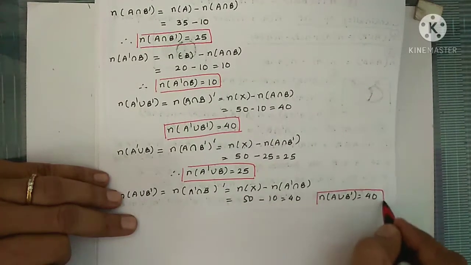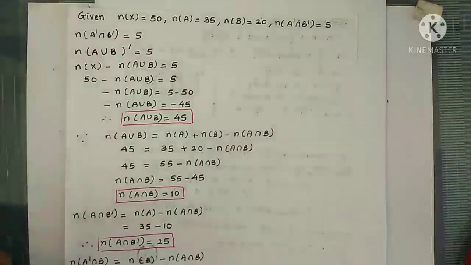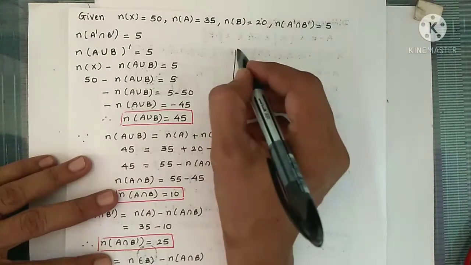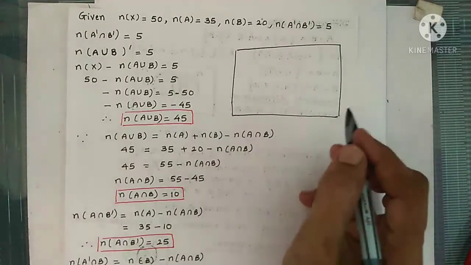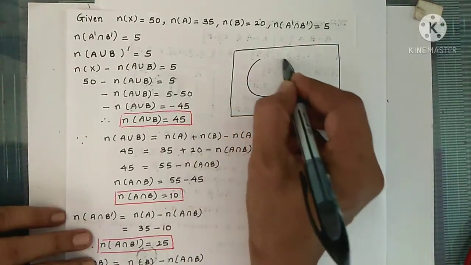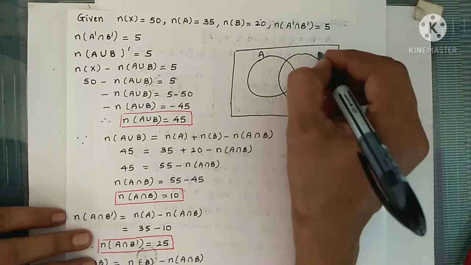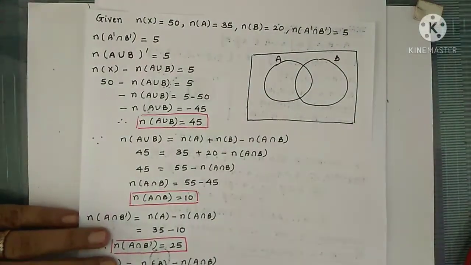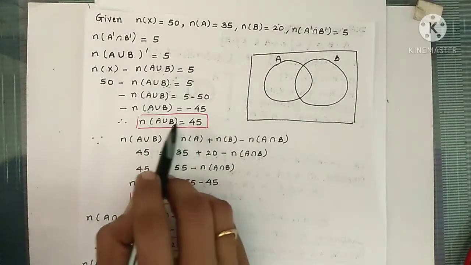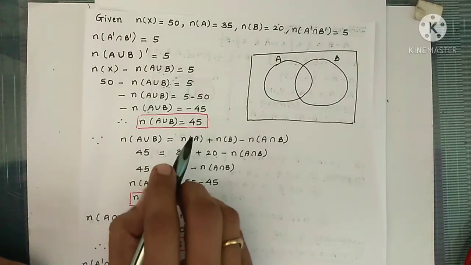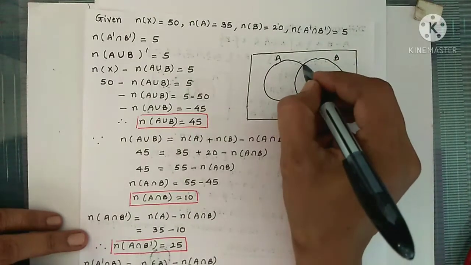Using a Venn diagram also we can solve such types of questions. See how to use a Venn diagram. If we draw a Venn diagram, it gives answers to all the questions at a glance. See, let this be set A and let this be set B. Now A has 35 elements, B has 20 elements. So let's consider A ∪ B first. Using the formula, find n(A ∪ B). It is 45.